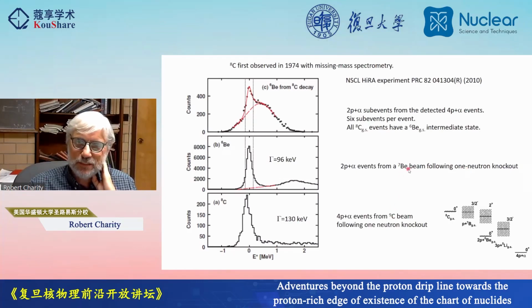We knocked out a neutron at the same velocity as the carbon-9 beam, creating beryllium-6. This is the invariant mass of the 2p plus alpha events associated with the decay of beryllium-6. And you see a nice ground state peak. Of course, we knew the intrinsic width of beryllium-6, but this also includes the experimental resolution.